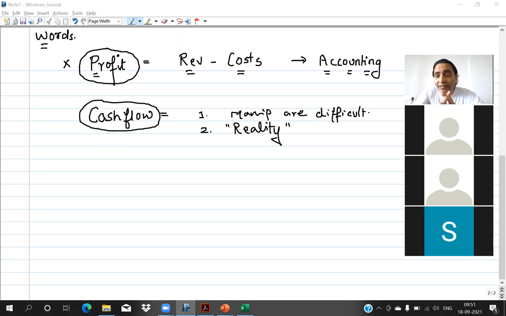And which we can definitely trace. You can't hide these things. Digital money is also cash. Samajh mein aa raha hai? Aapko pura concept dhyan se samajhna. Profit kya hai? Profit is an accounting term.